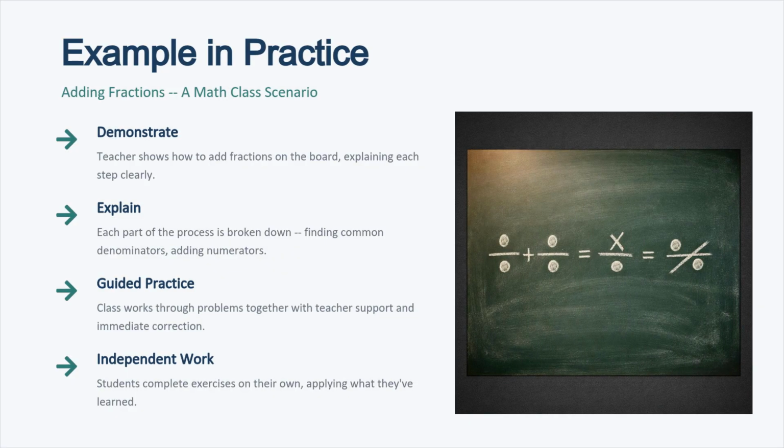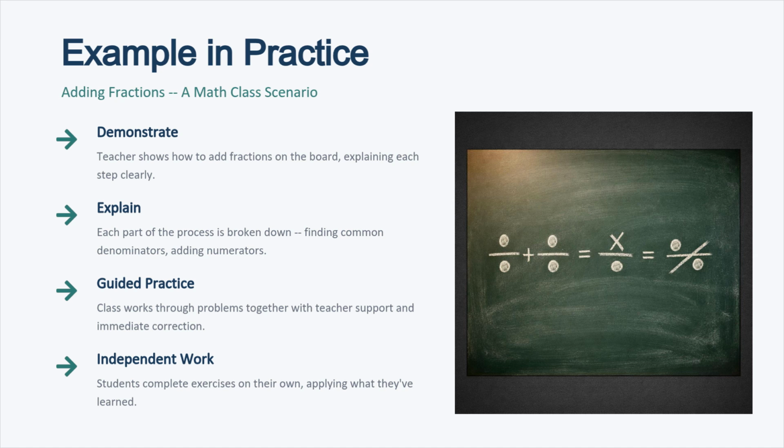Let's see this in a real classroom scenario, a math lesson on adding fractions. The teacher starts by demonstrating on the board. To add 1/3 plus 1/4, we first need a common denominator. The least common multiple of 3 and 4 is 12. She shows each step clearly. Then she explains the reasoning behind every move, why we need common denominators, what happens when we convert the fractions.